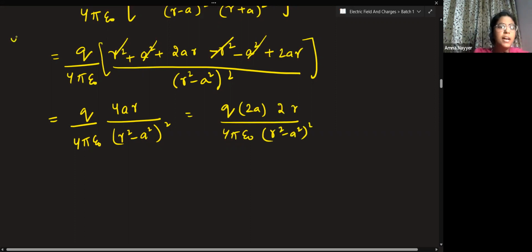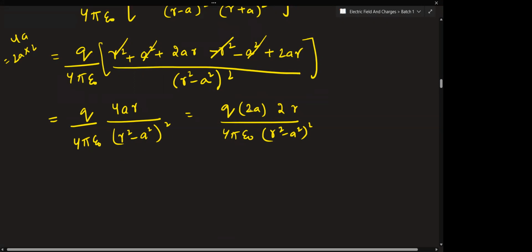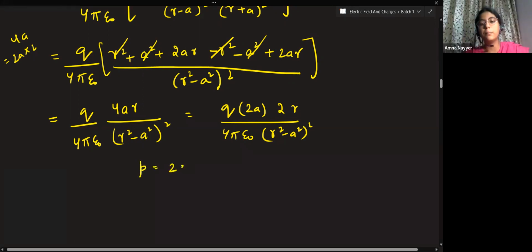What I've done, if I have 4a with me, can I write this 4a as 2a into 2? This 2a multiplied by 2 is still 4a only, no? So I can just separate this. 2a into 2 will give me 4a only, so I can write this as 2a multiplied by 2. Now just look at this. Q multiplied by 2a. What is this? Dipole moment. Yes, exactly. It is the dipole moment. P is equal to 2a multiplied by this Q.